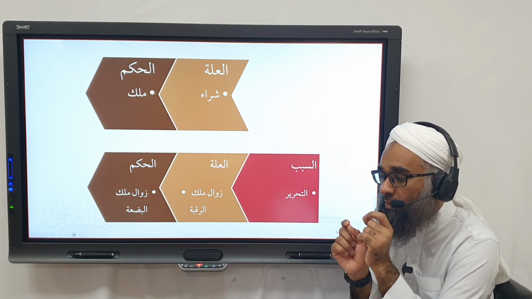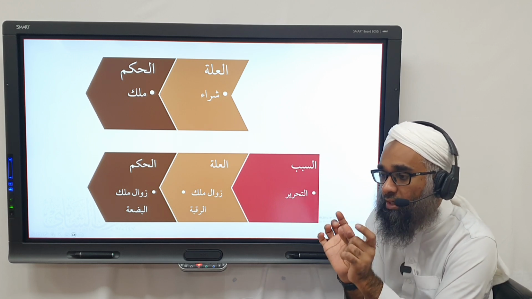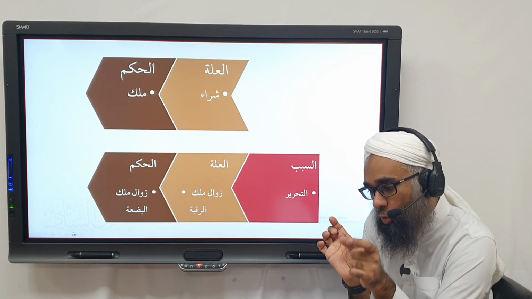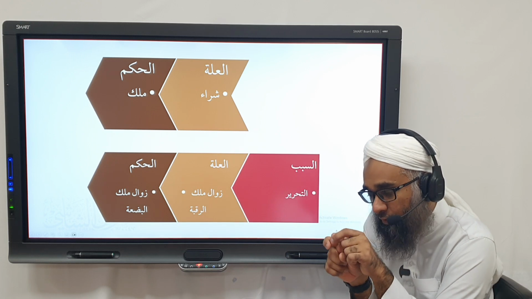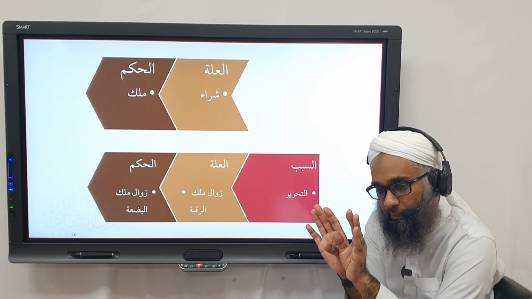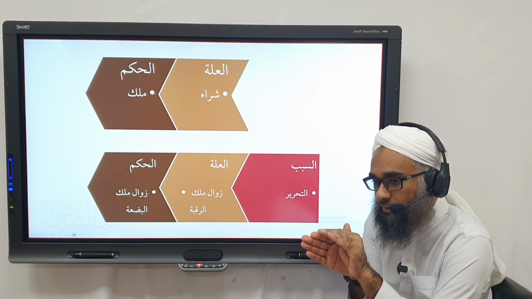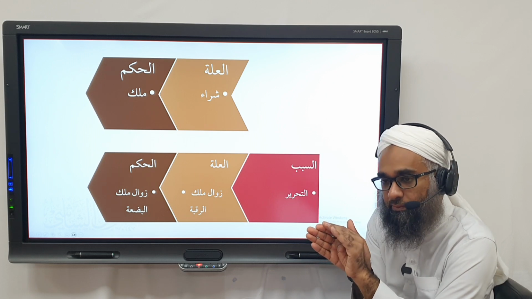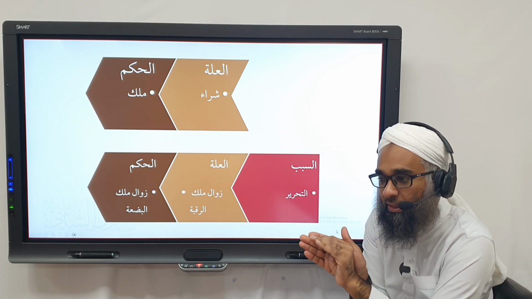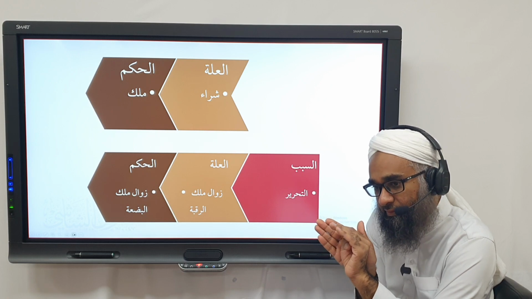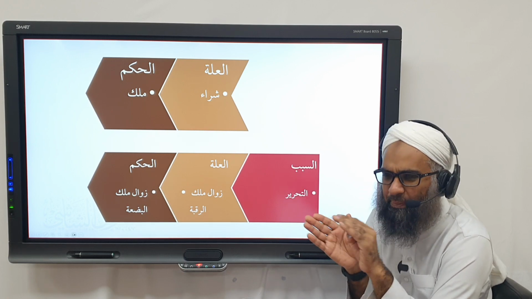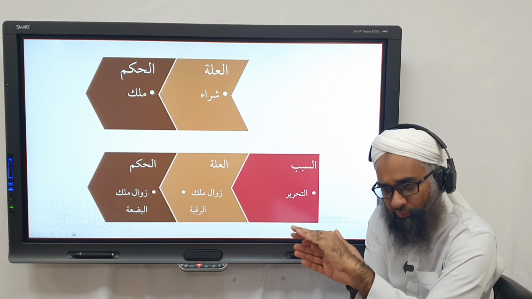Zawalu milki raqaba. To remove milk raqaba means you no longer have ownership over that person. You following? Now, if that person was a female, a slave girl, then when the person is a slave, you have certain rules. Basically, that person you have access to, and when she's a slave, you have different rules.